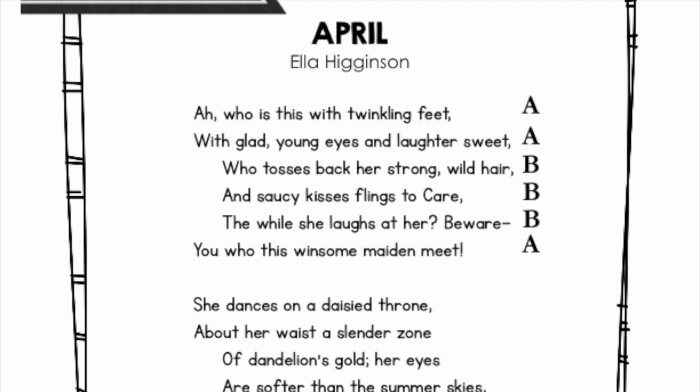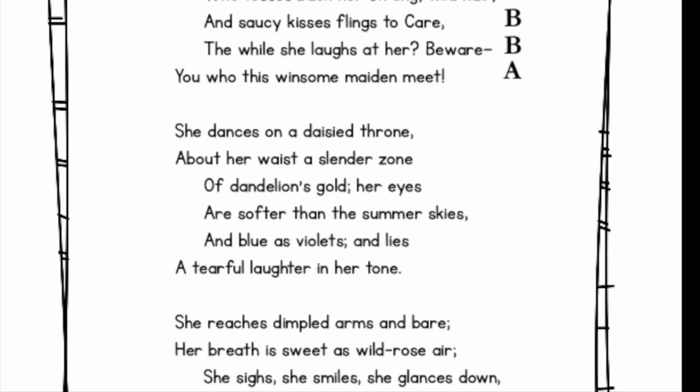And then the last one, with who this winsome maiden meet. And that meet rhymes with feet and sweet. So that goes back to that A. So the pattern, the scheme is A A B B B A. And notice she's going to repeat that pattern throughout the rest of her poem.